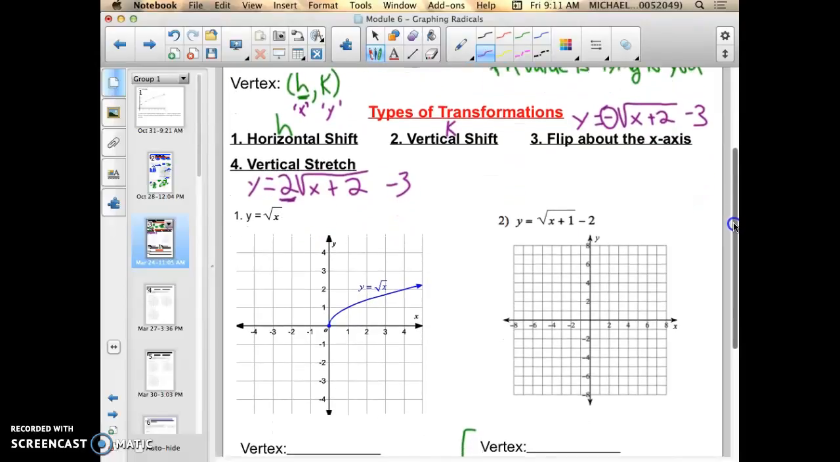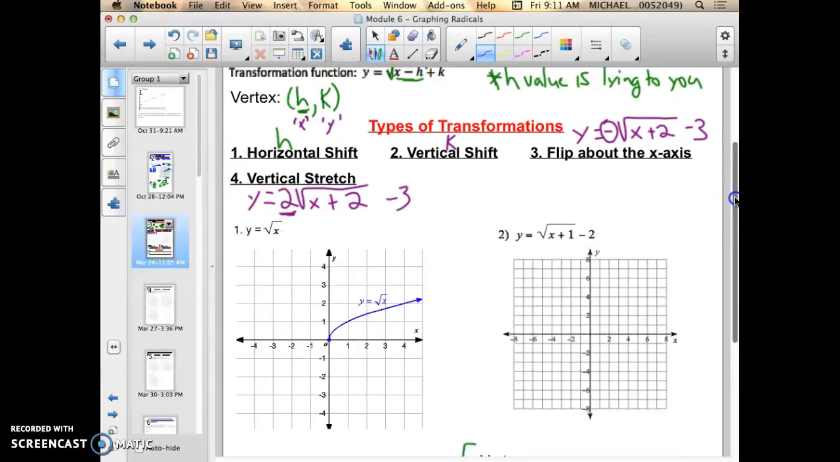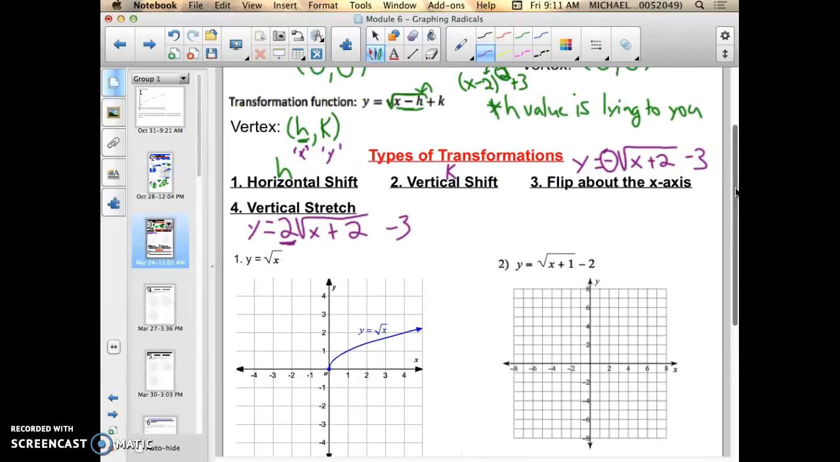So before I get into the examples I've given you, I just want to talk about how I can find the vertex of a given function. So if I write y equals the square root of x plus 4 inside the radical minus 3 outside the radical, the vertex of this, again, please make note of this.